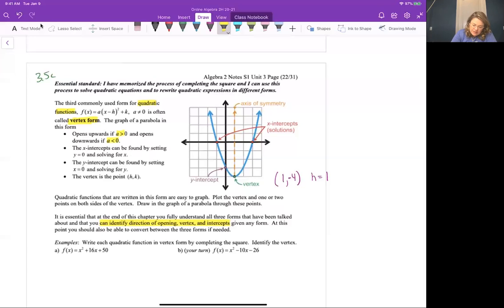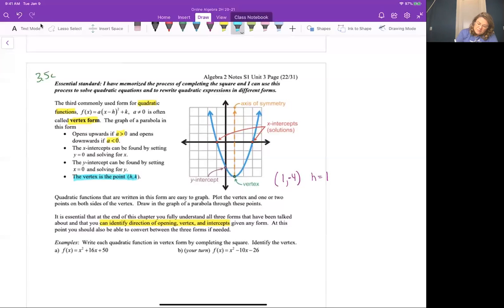That's true for all three forms, by the way. The x-intercepts can be found when we set y equal to 0 and solve for x. So that is when we cross the x-axis. We can find the y-intercept by setting x equal to 0 in the equation and solving for y. Now, the vertex is easy to find in this particular form. The vertex is the point (h, k).